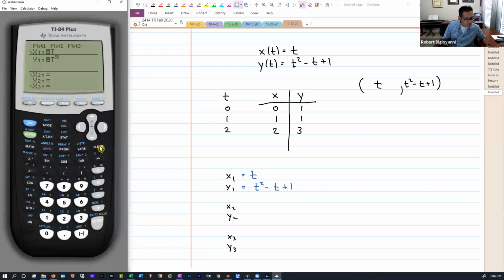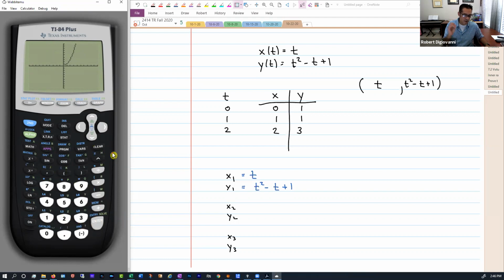Clear. T squared minus T plus 1. Then hit enter. And now I would like for you to hit graph. And it's only going to draw one side of it. It's only going to draw one side of that parabola.